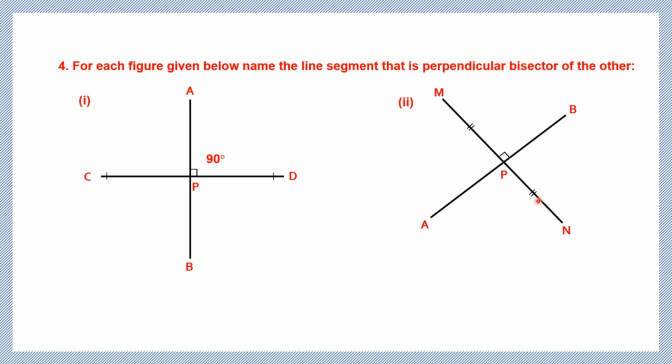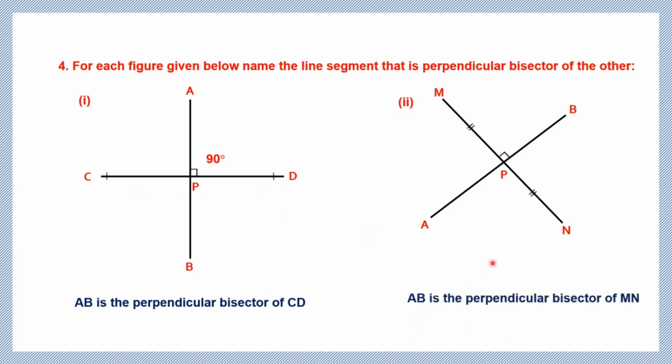So MN is a line that has been cut into two. Here also CD is the line that has been cut into two equal halves. So let's write: AB is the perpendicular bisector of CD. So AB has cut CD into two equal halves. Similarly for this one, AB has cut MN into two equal halves. So that is called the perpendicular bisector of MN.